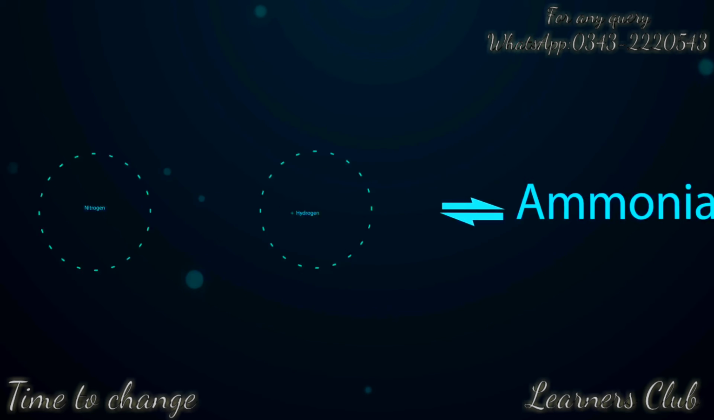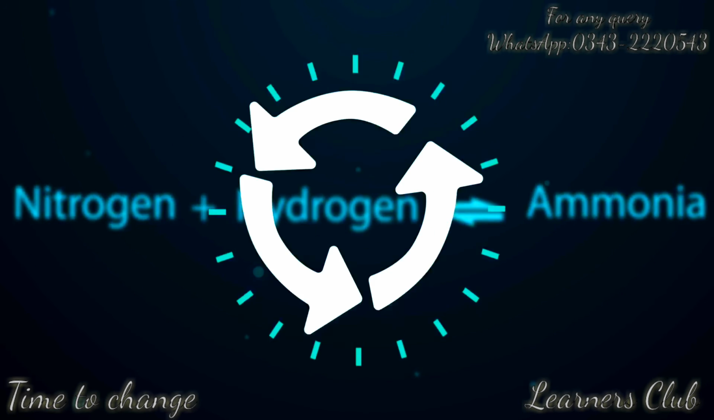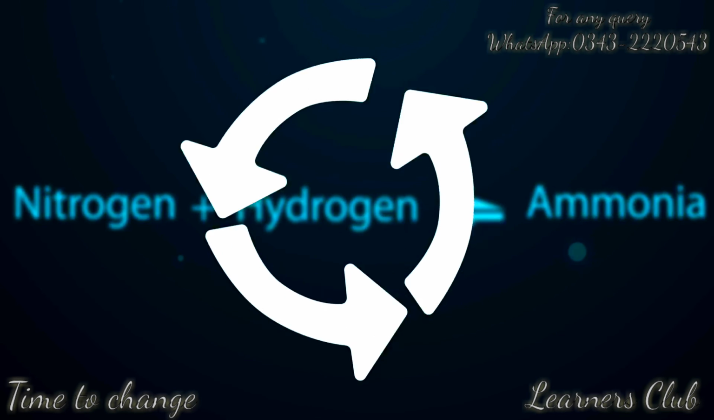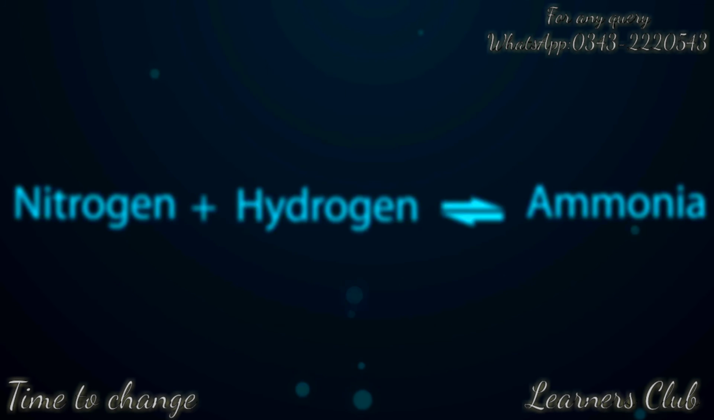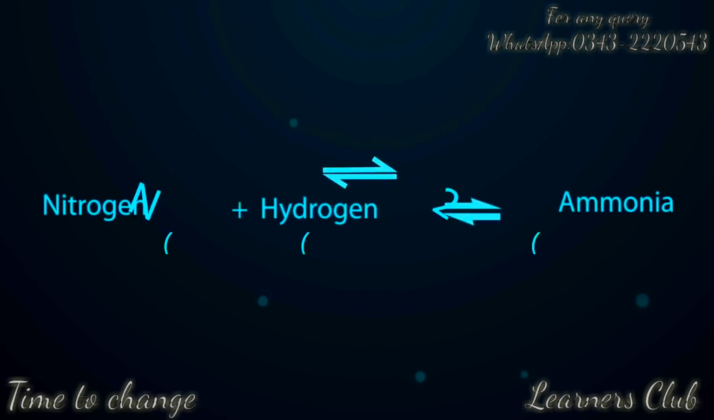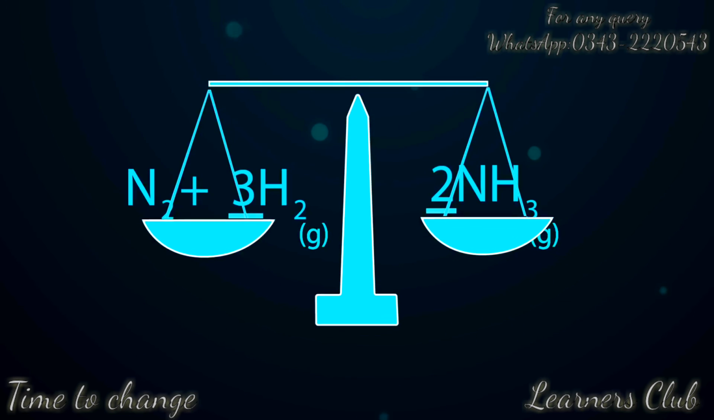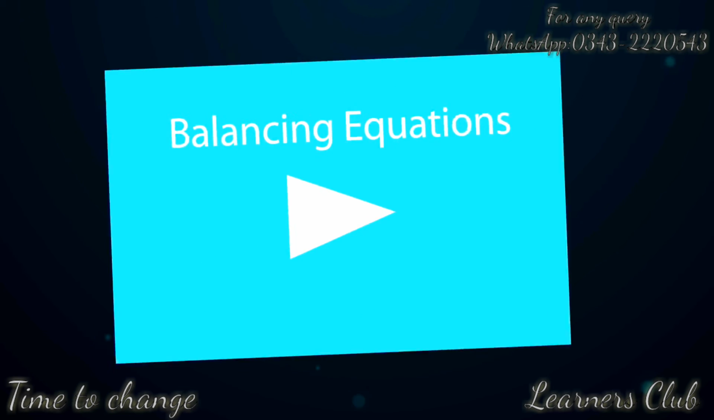The formation of ammonia from nitrogen and hydrogen is an example of a reversible reaction. And the key thing here is that you recognise the reversible reaction by the double arrows. And you'll note some numbers in front of the hydrogen and ammonia formulae, and these are there to make the equation balance. You can find out more about this in our balancing equations lesson.